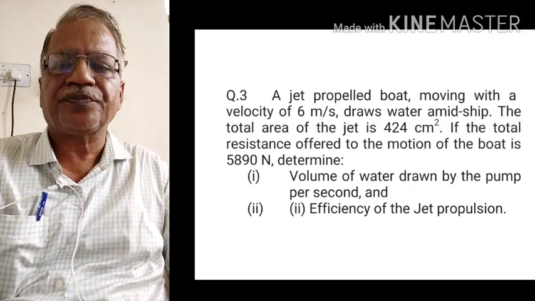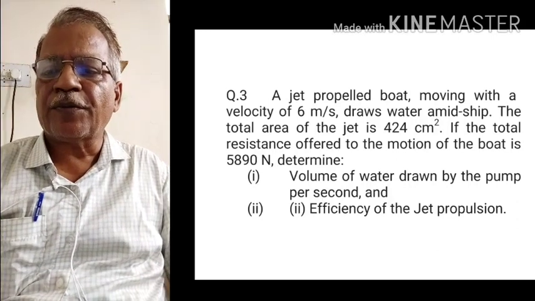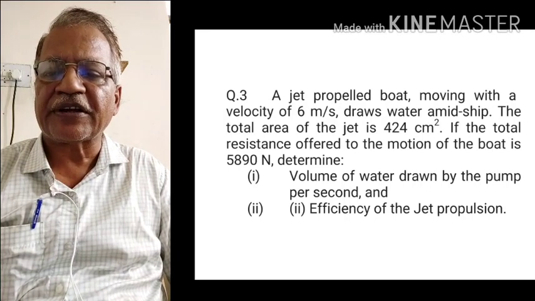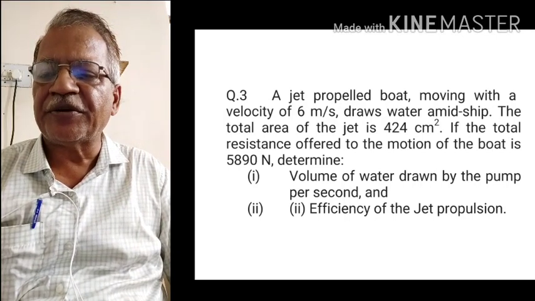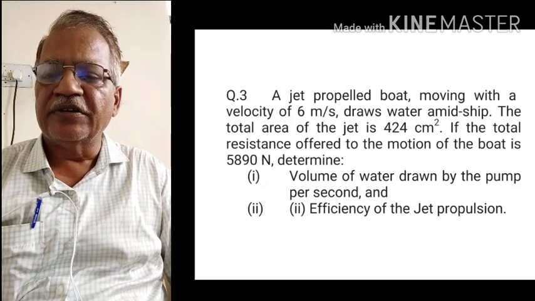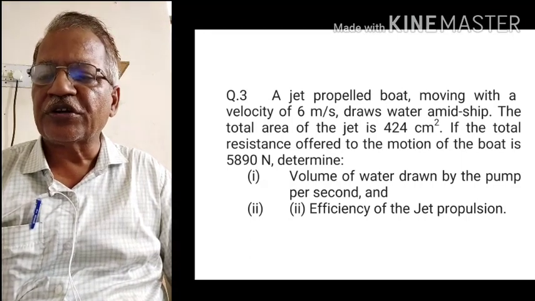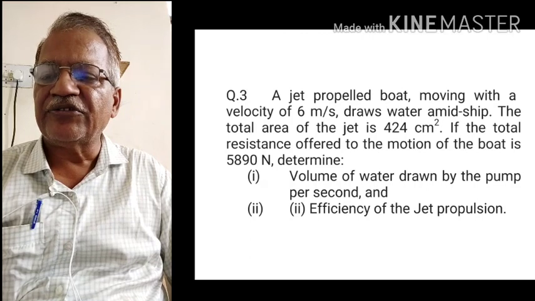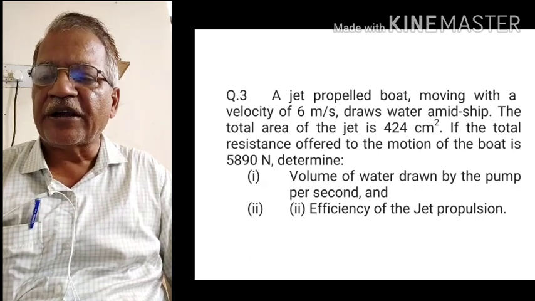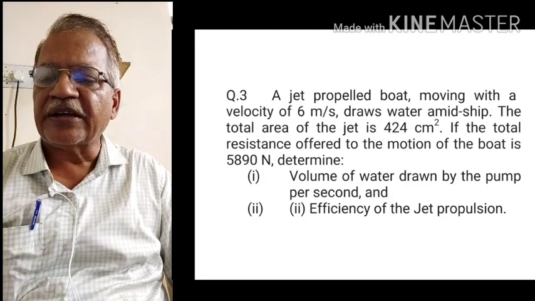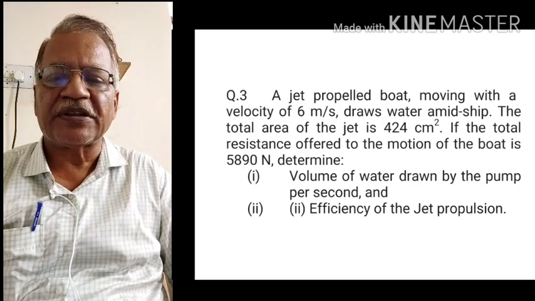Question number 3. A jet propelled boat moving with a velocity of 6 meters per second draws water amidship. The total area of the jet is 424 centimeters square. If the total resistance offered to the motion of the boat is 5890 Newton, determine 1, the volume of water drawn by the pump per second, and 2, the efficiency of the jet propulsion.